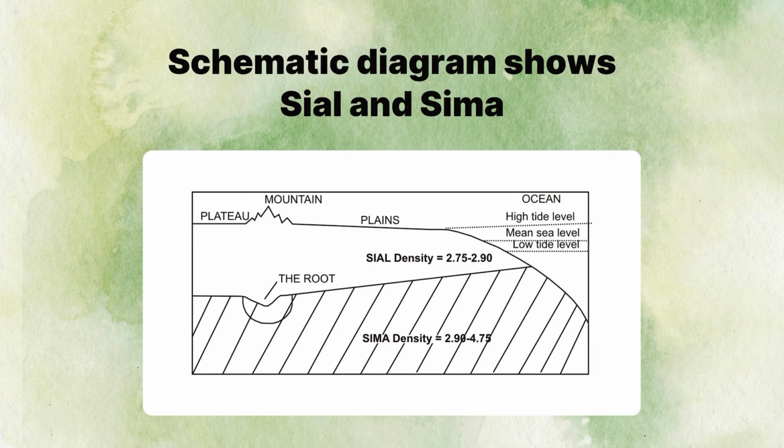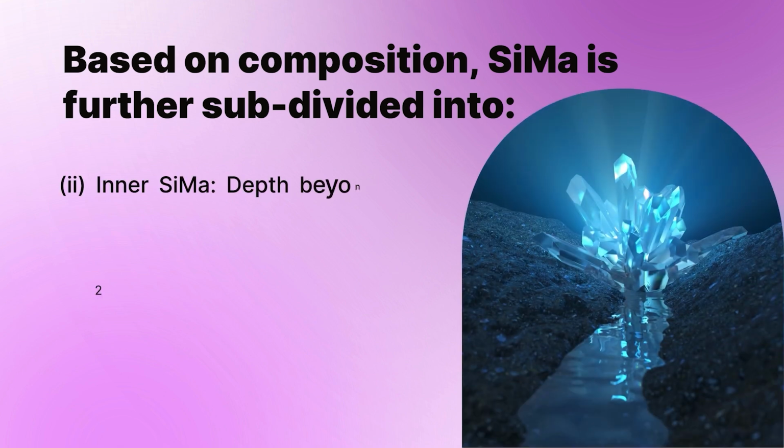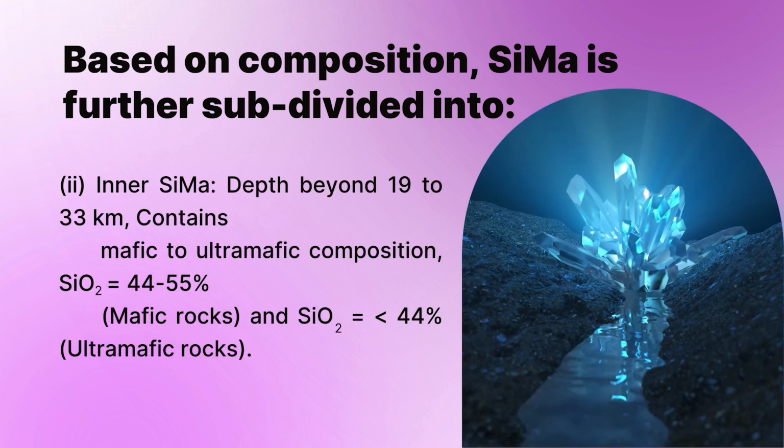gram per centimeter cube. Based on composition, sima is further subdivided into outer sima, which is around 19 kilometers, containing intermediate composition. SiO2 varies from 55 to 65%. Inner sima, at depth beyond 19 to 33 kilometers, contains mafic to ultramafic composition. SiO2 percent varies from 44 to 55% in mafic rocks, and SiO2 is less than 44% in case of ultramafic rocks.